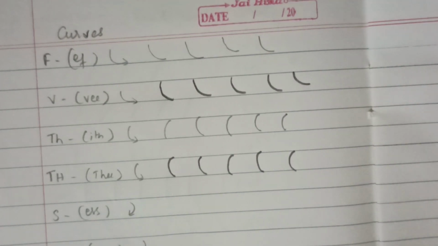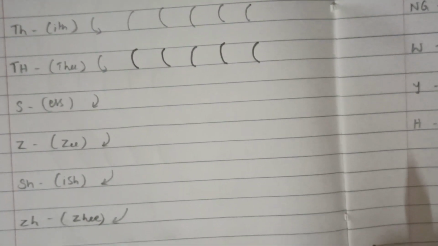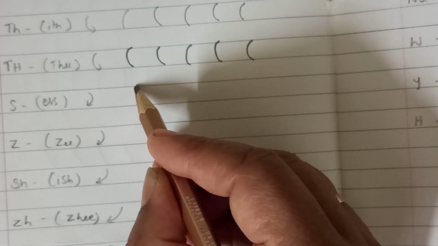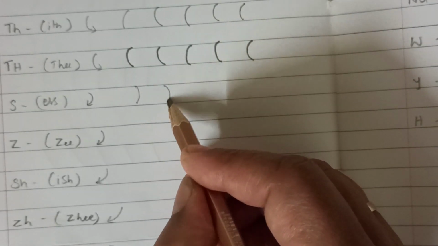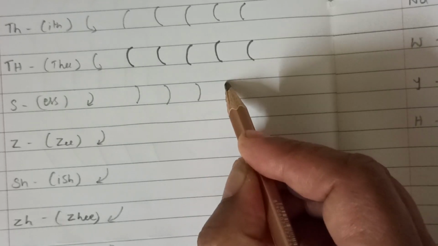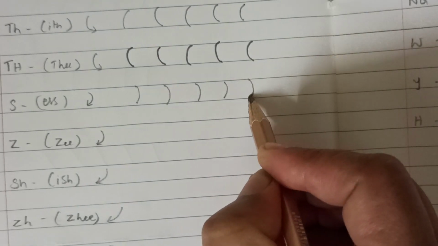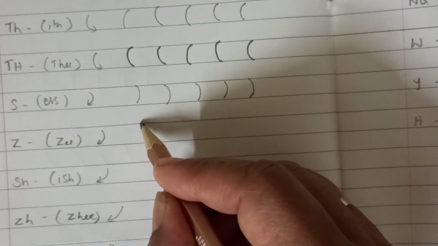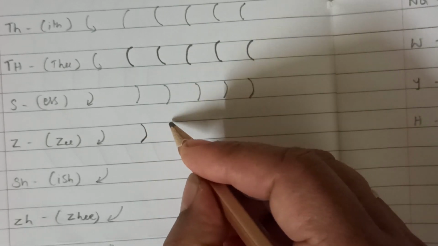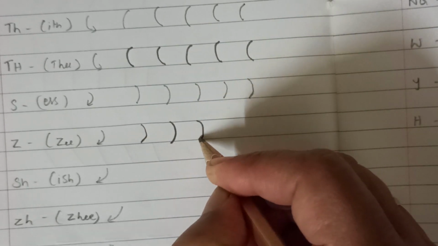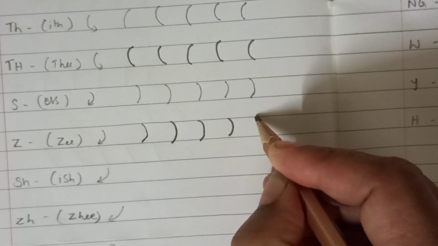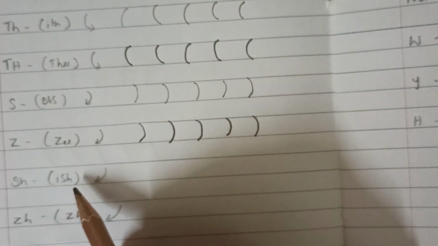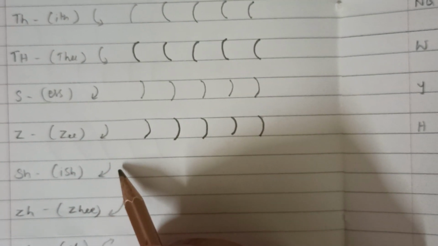And now the closing of a bracket, what we say is S. So it's a light stroke again, of S. And the dark shade is Z, which sounds as Z. Now comes the next stroke, SH, and the sound of it is ish.